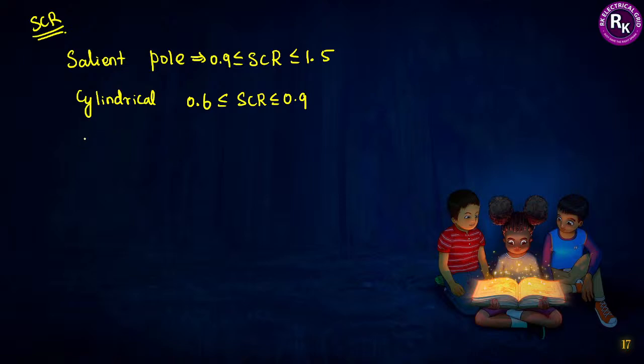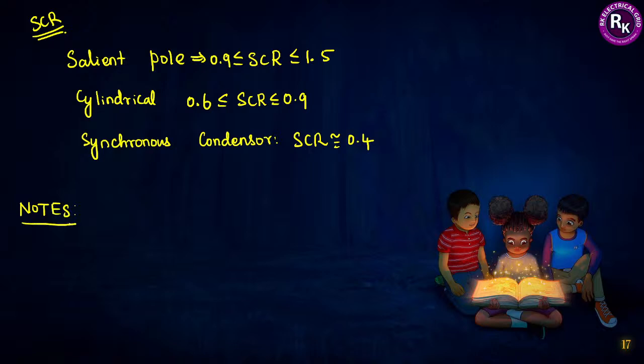Suppose I am talking about a synchronous condenser, the value of short circuit ratio is very low. A range is not required for the synchronous condenser, so let me put the value of short circuit ratio as approximately equal to 0.4. That's all, understand? And apart from that, let me give a few more notes or tips to remember. There are a few more observations from the short circuit ratio.